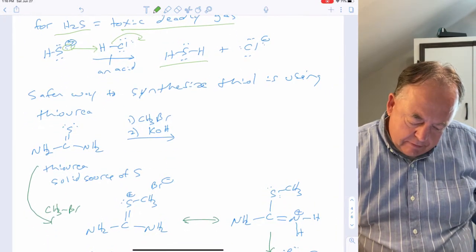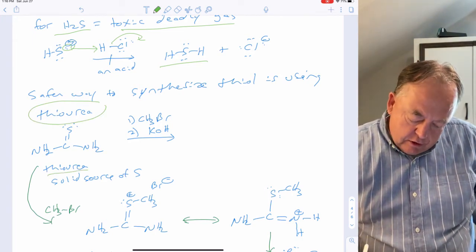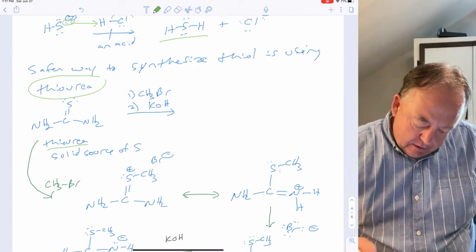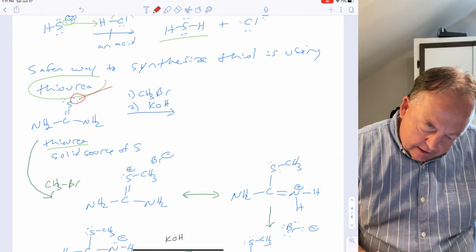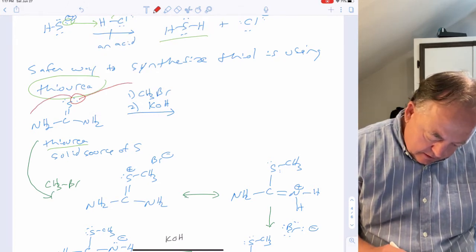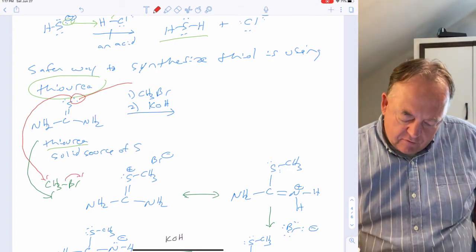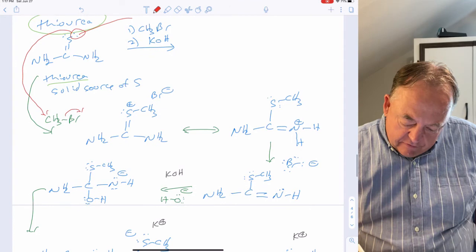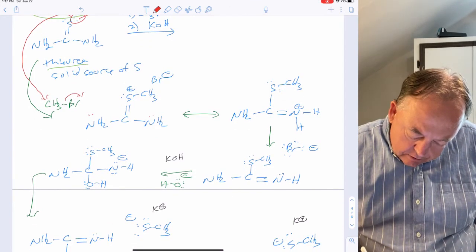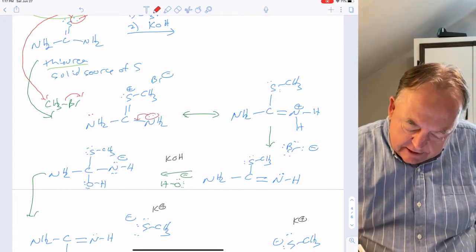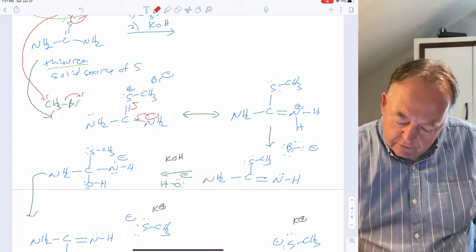Instead of working with SH-, you could work with this compound thiourea. So it's a good source of sulfur, it's a good nucleophile. So the way that this reaction works, sulfur can attack, do an SN2, can attack carbon and kick off bromine. And so now you have this compound, and then let's take this and just draw a resonance structure. So take a lone pair of electrons, make a CN double bond, and take the pi electrons and make a lone pair on sulfur.